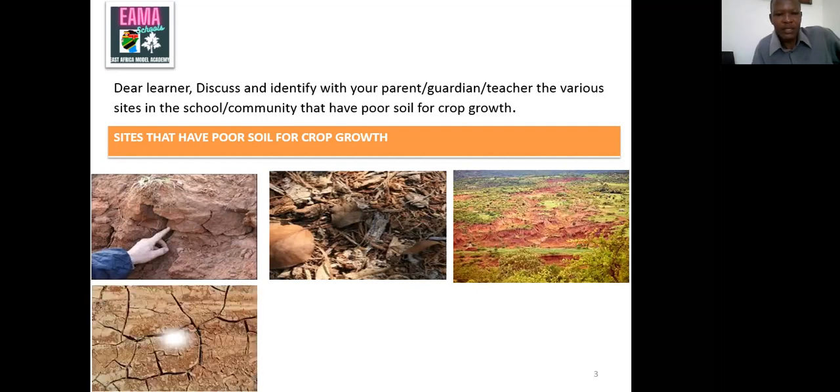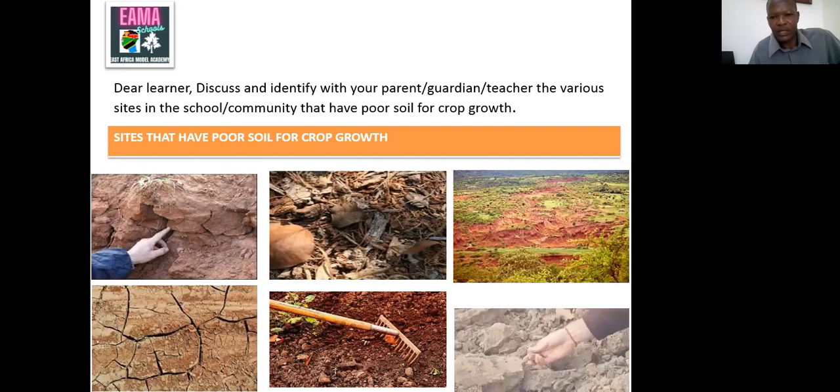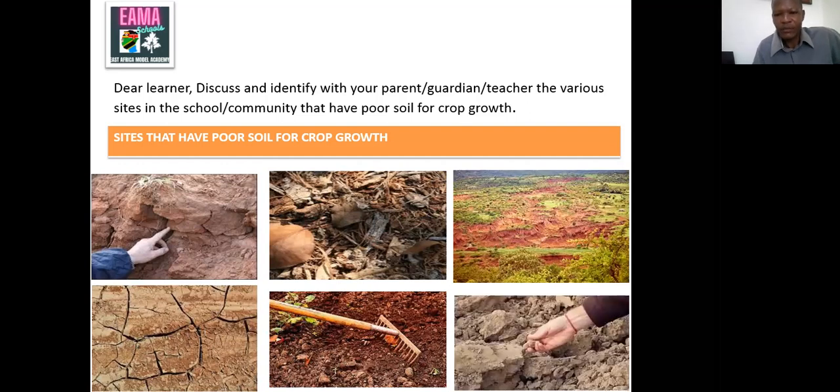You might see a very dry place like this. Look at that fourth picture. Not so good for farming. Rocky place, stony, and the farmer there is trying to do some farming, but has to remove stones before they can do any farming, vegetables and etc. And look at the other soil over there. All those are different types of soils which are not good. These are poor soils for crop growth.